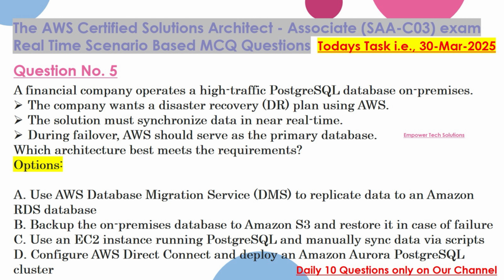Options: A. Use AWS Database Migration Service (DMS) to replicate data to an Amazon RDS database. B. Back up the on-premises database to Amazon S3 and restore it in case of failure. C. Use an EC2 instance running PostgreSQL and manually sync data via scripts. D. Configure AWS Direct Connect and deploy an Amazon Aurora PostgreSQL cluster.